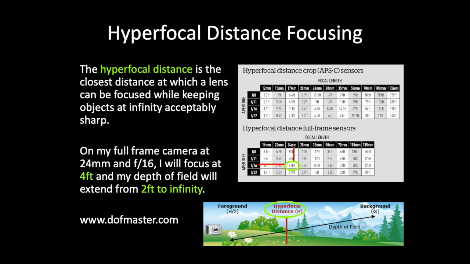Therefore, the closest the foreground can be to my camera in order to have sharpness from my foreground to the background is 4 divided by 2. So it's 2 feet. So my foreground needs to be at 2 feet from my lens, and I will have a depth of field that will go from 2 feet to infinity, and my closest foreground at 2 feet will be in focus.